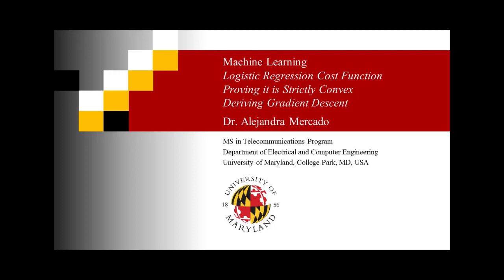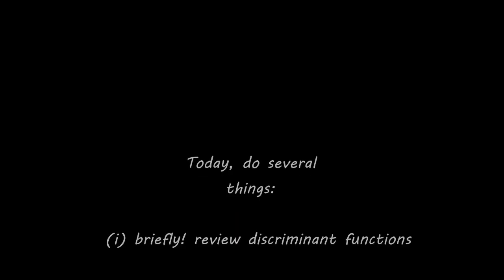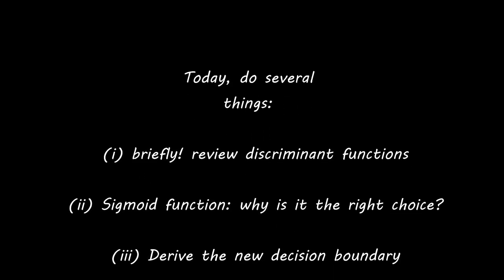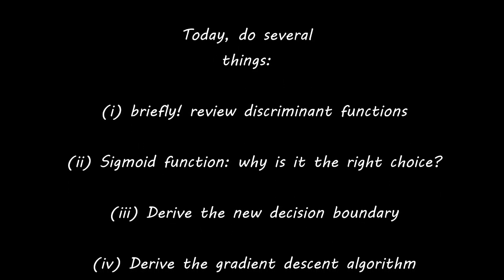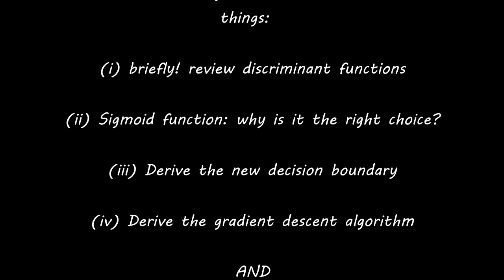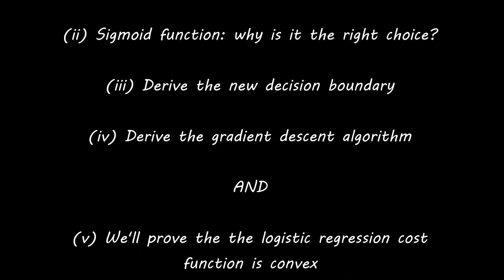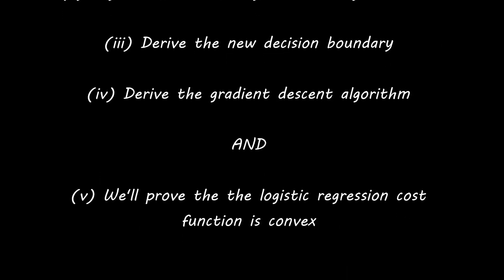We have an ambitious plan for today. We're going to briefly review the discriminant functions. We're going to discuss why the sigmoid function is the right choice for binary classifications. We're going to find the new decision boundary. We're going to prove that the new cost function is convex, and we're going to derive the new gradient descent algorithm.